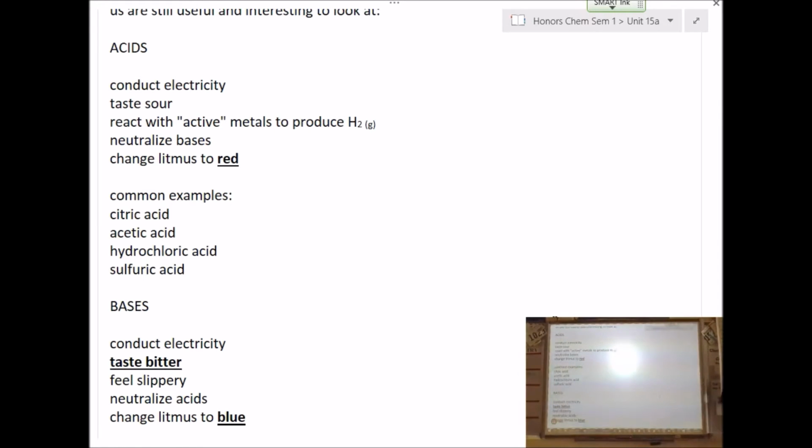And we don't use litmus paper in here. That's mainly for junior high and middle school, all those fun things. We use pH probes in here. We'll have a lab after the test because my student teacher only has 2 weeks left. So we'll do that afterward. Some common examples of acids: citric acid, acetic acid. Acetic acid is known as vinegar, so we use vinegar quite a bit. And then some that we don't want to ingest.